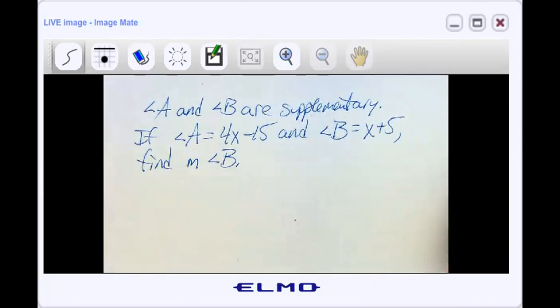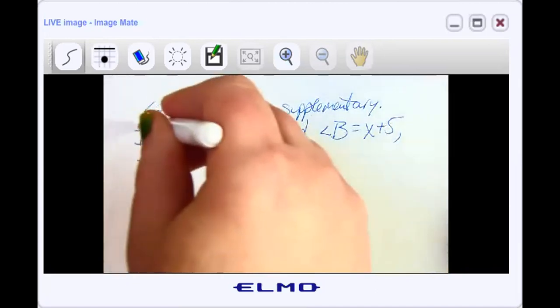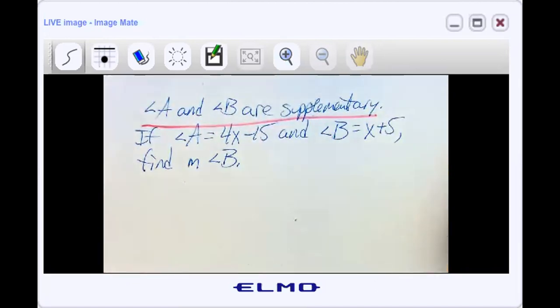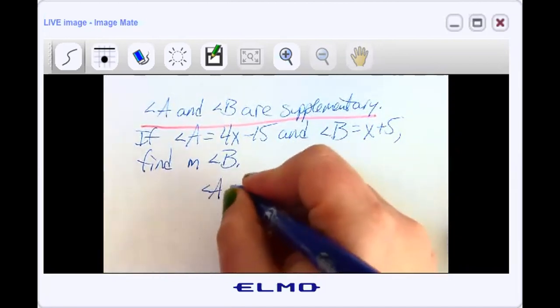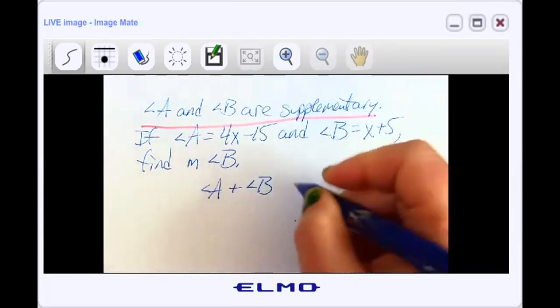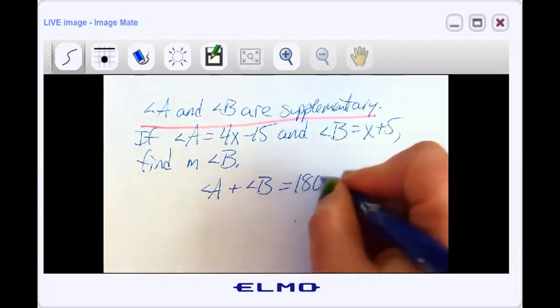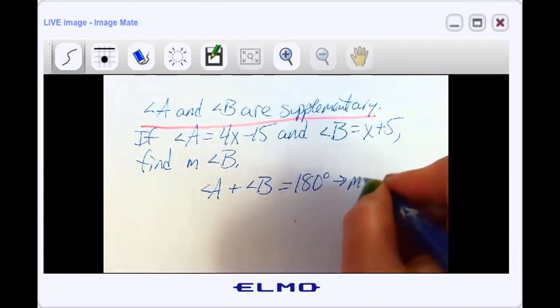So I'm going to start, I'm going to read it, right? I notice right away it says A and B are supplementary. That's enough to set up my model equation right then and there. If these two angles are supplementary, that means I know that A plus B is 180 just by them using that word supplementary. So I like to write out a model equation. You don't have to, but I find it very helpful. So these two angles must add together to be 180. There's my model equation.